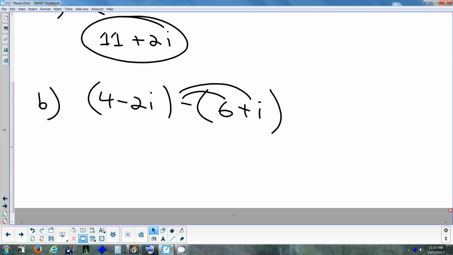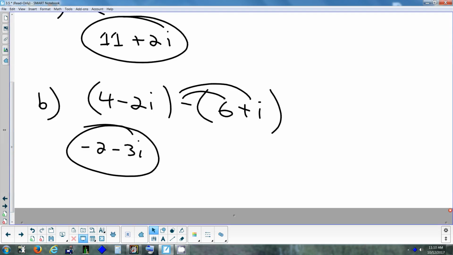Okay, so let's try that. So how about, Nick, what's going to be my real part here? Negative 2. Perfect. 4 minus 6, and my imaginary part? Negative 3. Or minus 3. Minus 3. Yep. Minus 3i. So negative 2 minus i. It's very similar to addition. Just remember that that negative applies to both terms. It's usually one mistake people make. Okay. Questions on that?